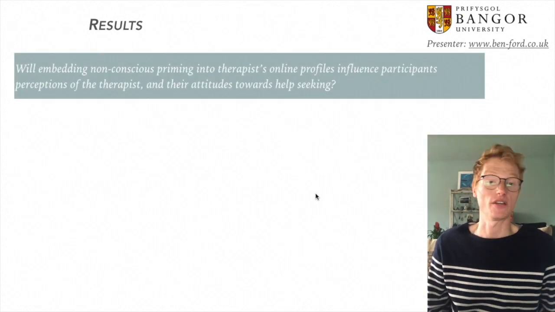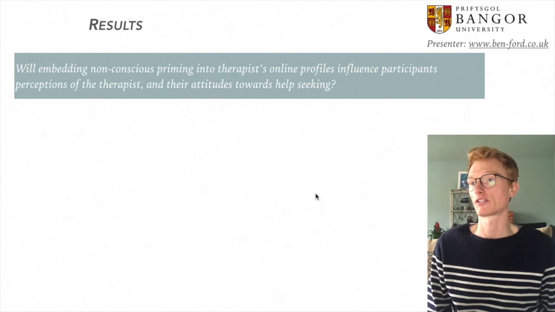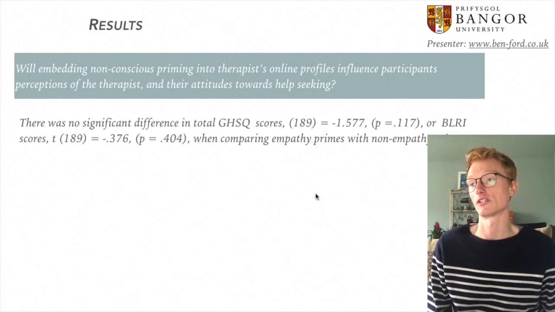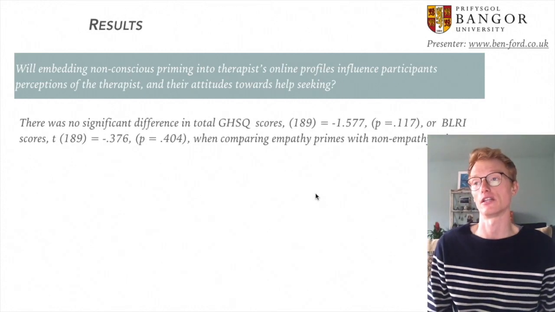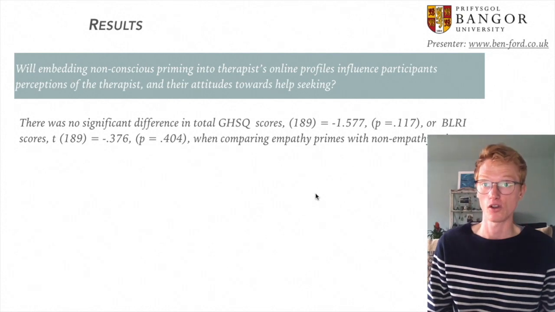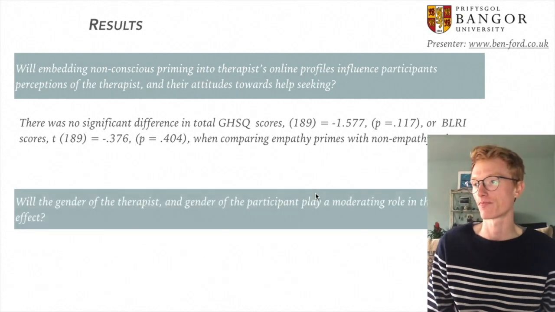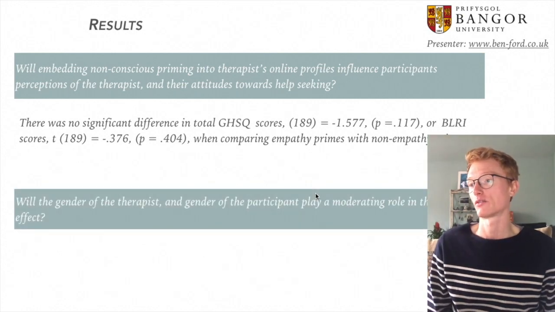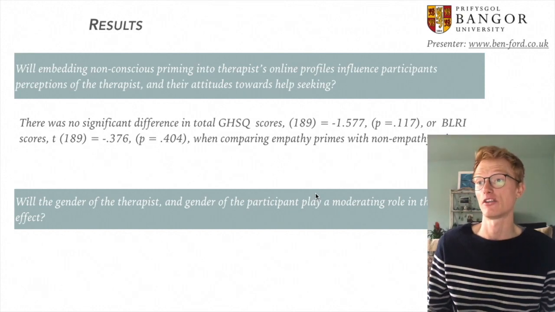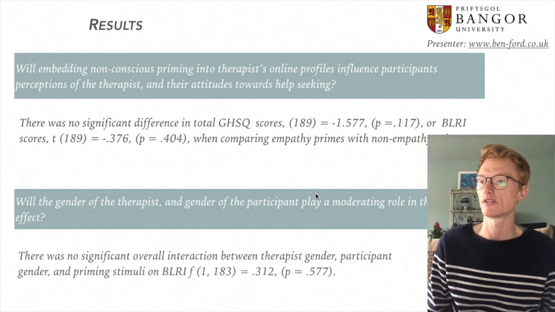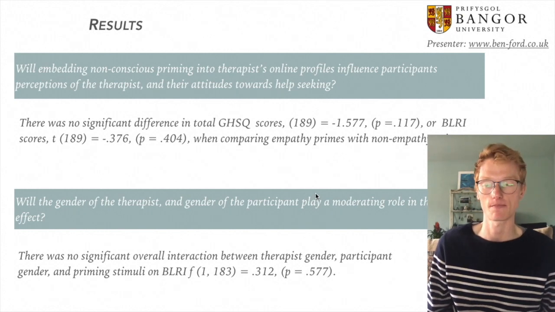So in answer to each of the research questions, in answer to the first question, there was no significant differences in general help seeking questionnaire scores or the Barrett-Lennard relationship index scores when comparing empathy with non-empathy primes. And in answer to the question, will the gender of the therapist and the gender of the participant play a moderating role in the above effect? There was no significant interaction with the Barrett-Lennard relationship index.